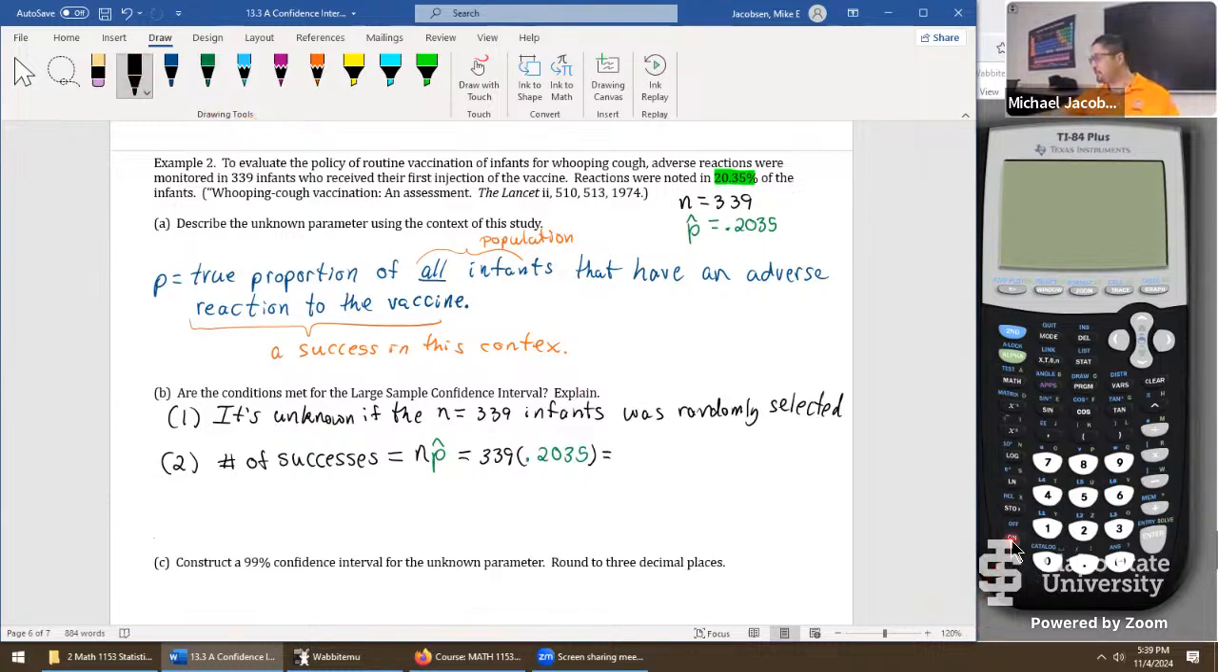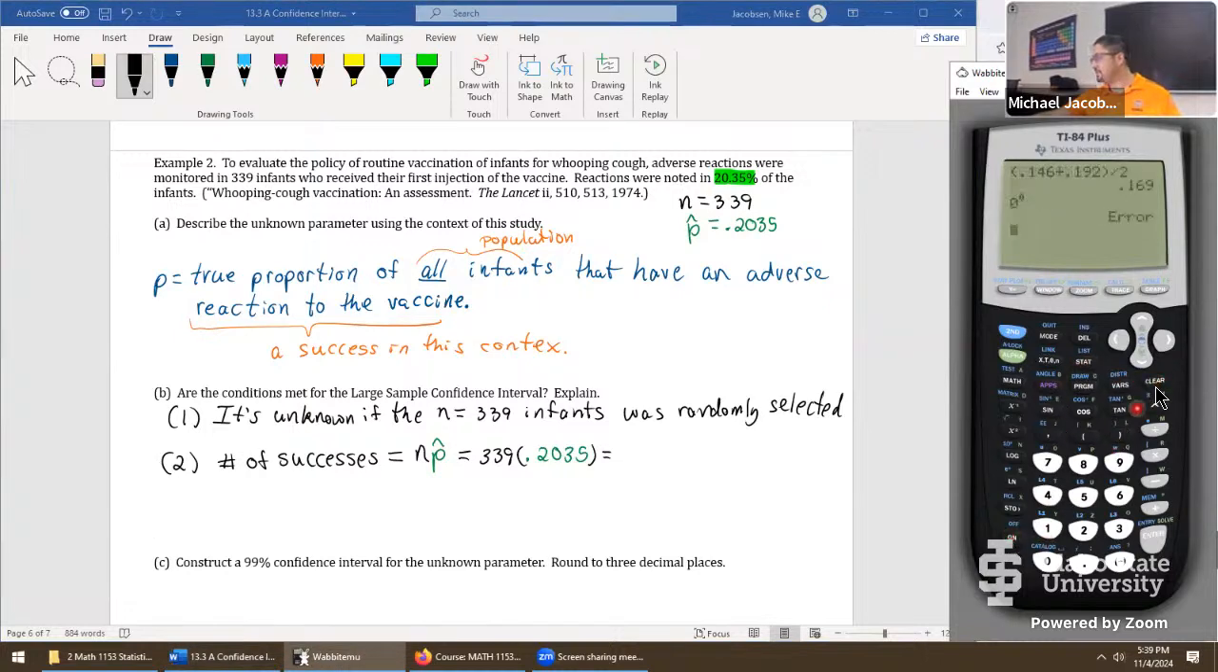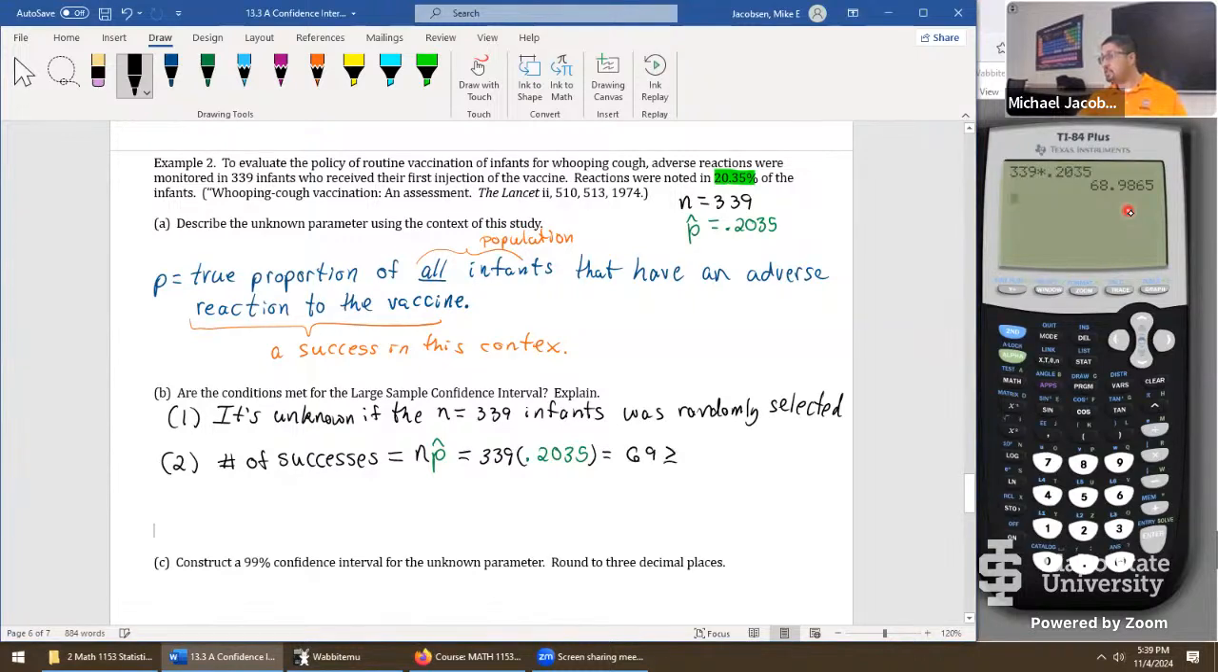So this is our first calculator computation. 339 times 0.2035. If we round to the nearest integer, good call, these are infants, so we don't have a fractional amount of them, we'll call this 69. It has to be greater than or equal to 10. Let me highlight that portion since that's the benchmark we have to pass. So we're good on this end. Just put a little check there to emphasize that. Finally, number of failures.